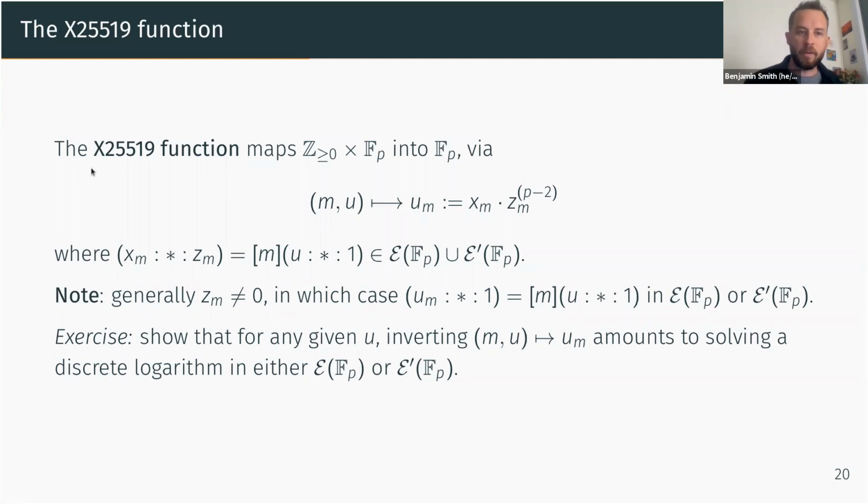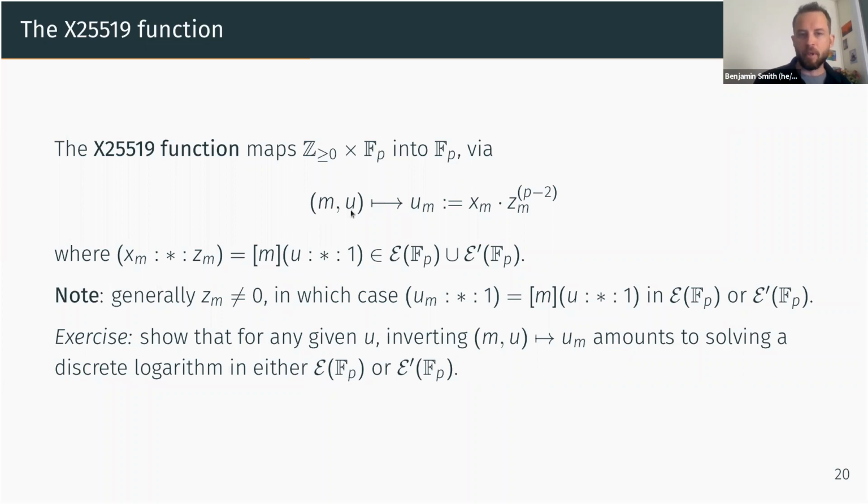Then we have the X25519 function, which, given an integer and a field element, maps you back into the field, or some encoding of field elements, which is fixed in the RFC.